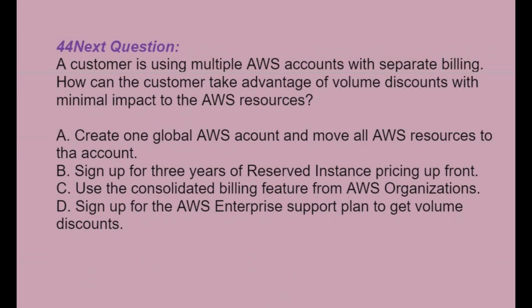Question is, a customer is using multiple AWS accounts with separate billing. How can the customer take advantage of volume discounts with minimal impact to the AWS resources? Option A, create one global AWS account and move all AWS resources to the account. Option B, sign up for 3 years of reserved instance pricing upfront. Option C, use the consolidated billing feature from AWS Organizations. Option D, sign up for the AWS Enterprise Support Plan to get volume discounts. Correct answer is option C.